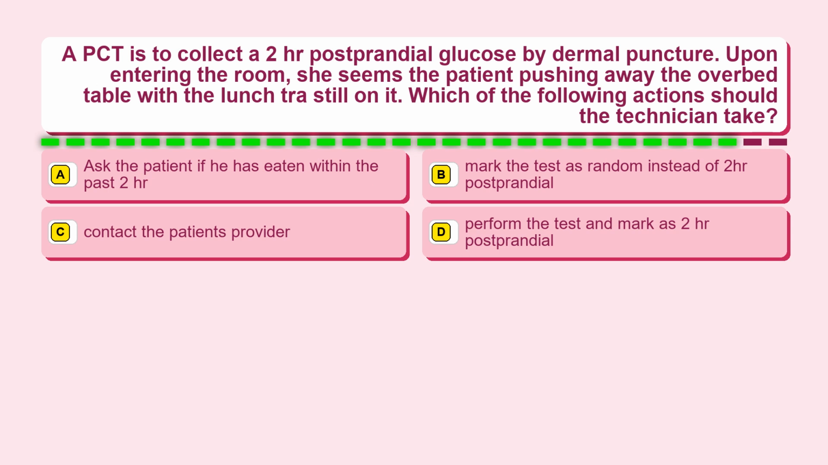Question 34. A PCT is to collect a 2 hours postprandial glucose by dermal puncture. Upon entering the room, she sees the patient pushing away the overbed table with the lunch tray still on it. Which of the following actions should the technician take? Option A. Ask the patient if he has eaten within the past 2 hours. Option B. Mark the test as random instead of 2 hours postprandial. Option C. Contact the patient's provider. Option D. Perform the test and mark as 2 hours postprandial.